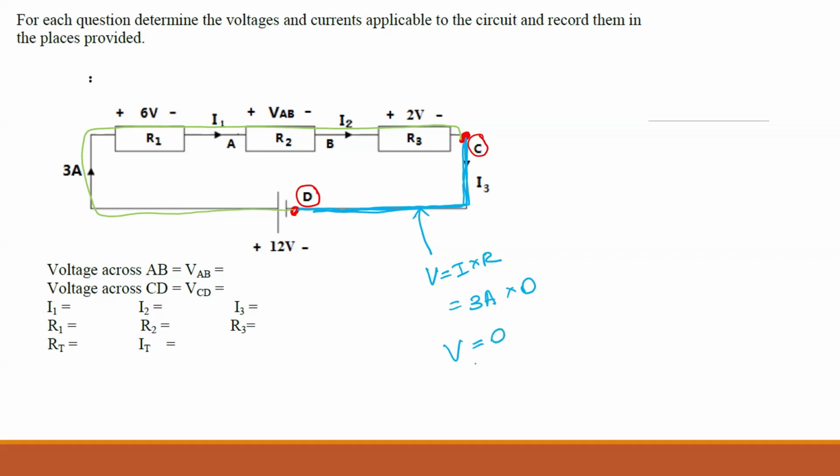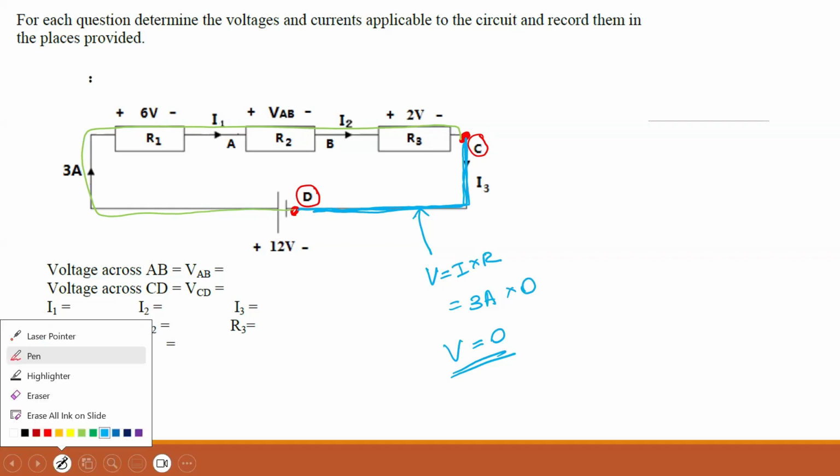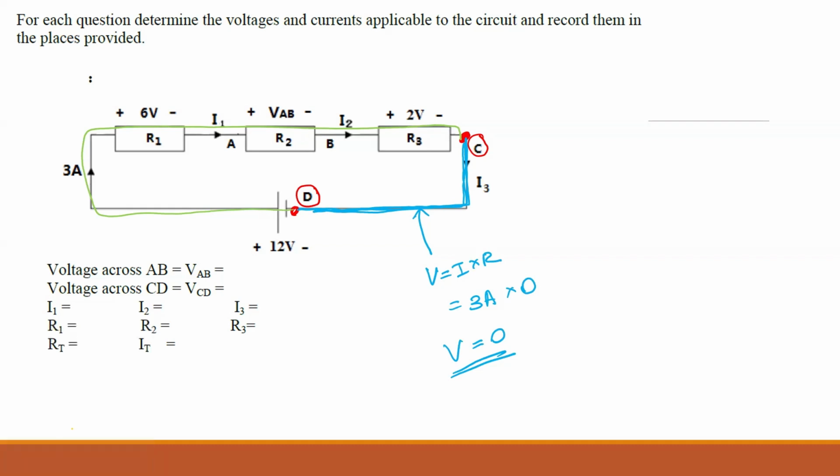So the voltage is 0. Am I right? Yep, I thought it was a trick question there. I got 0, but I was suspicious. It is 0. If you do it from the other side, you will find that too.